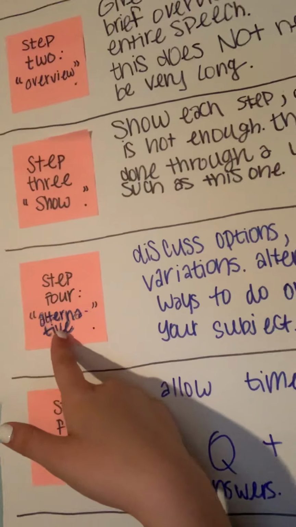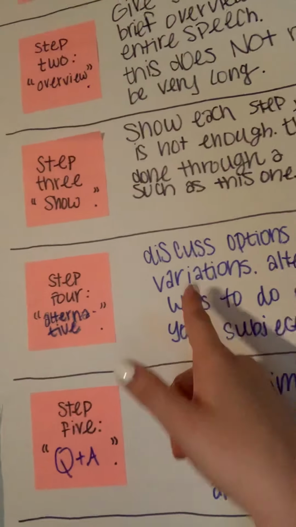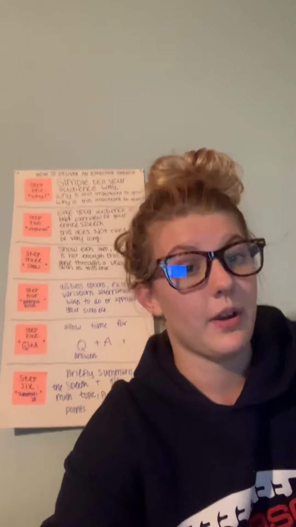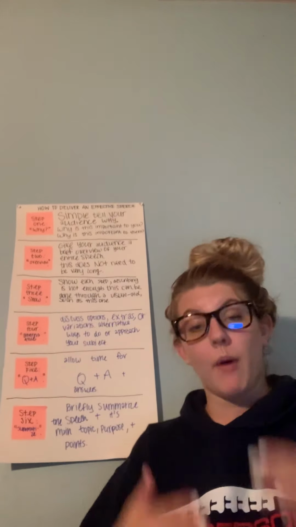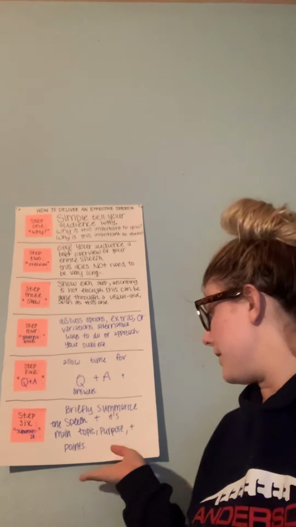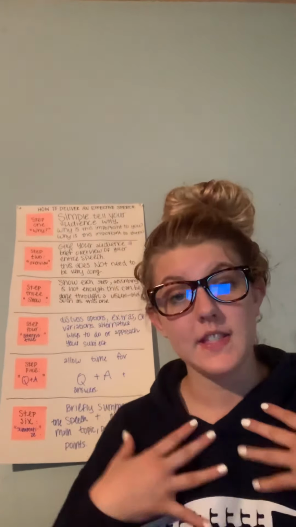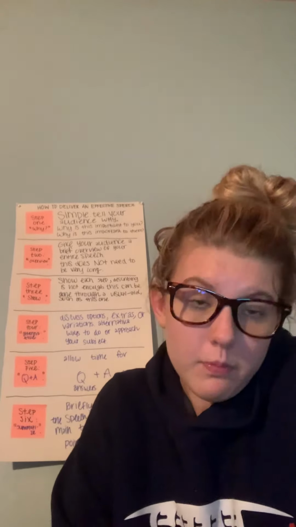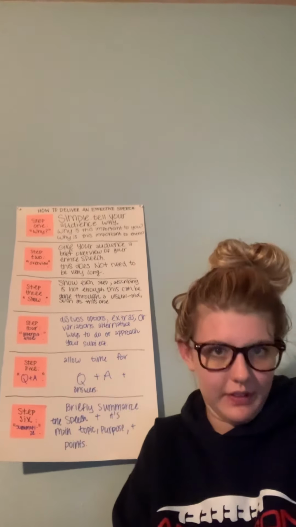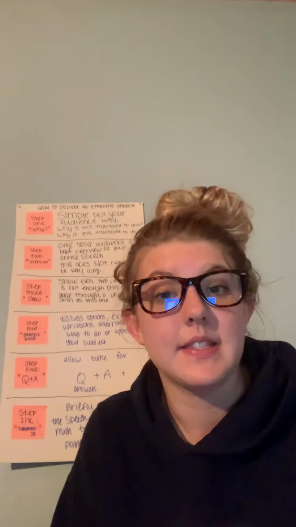Step 4 would be alternative. Discuss options, extras, and variations. And step 5, Q&A. Like I said, allow time for Q&A and answers. Very lastly, step number 6 is to summarize the speech briefly. Now, I'm going to show you all, I have it up here saying briefly summarize the main point, purpose, and points. But to demonstrate in this speech how to summarize the speech briefly, I'm going to summarize this.